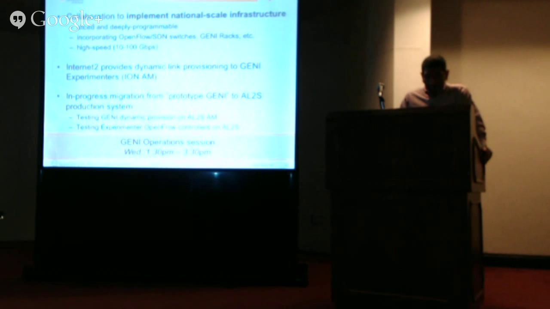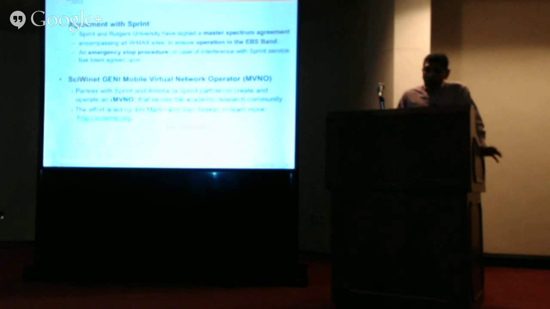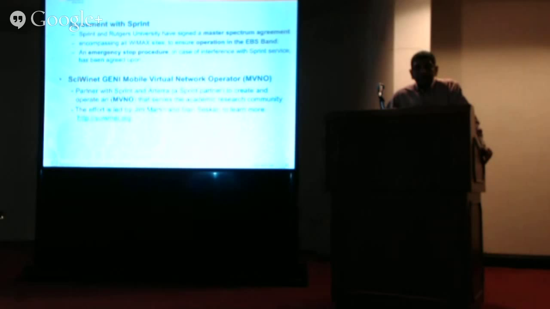If you want to learn more about the Internet2 deployment, there's a session Wednesday at 1:30. It's an operations session. We'll have operators of various campus network resources talk about the status of various things they're doing. For wireless, we have an agreement with Sprint to share spectrum. On campuses, Sprint allows GENI to use certain parts of the spectrum allocated for cell phone service, and we use that for experiments. SideWindNet is a research MVNO, essentially a cell phone provider for research.